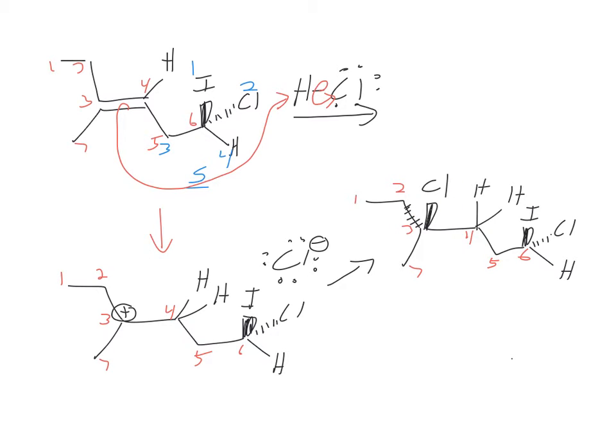So now I need to draw this. What's the other way it could add? The chlorine would not be wedged, it would be hatched, right? So what would that look like? Now this would be coming out. That would be the chlorine. Draw those H's in.